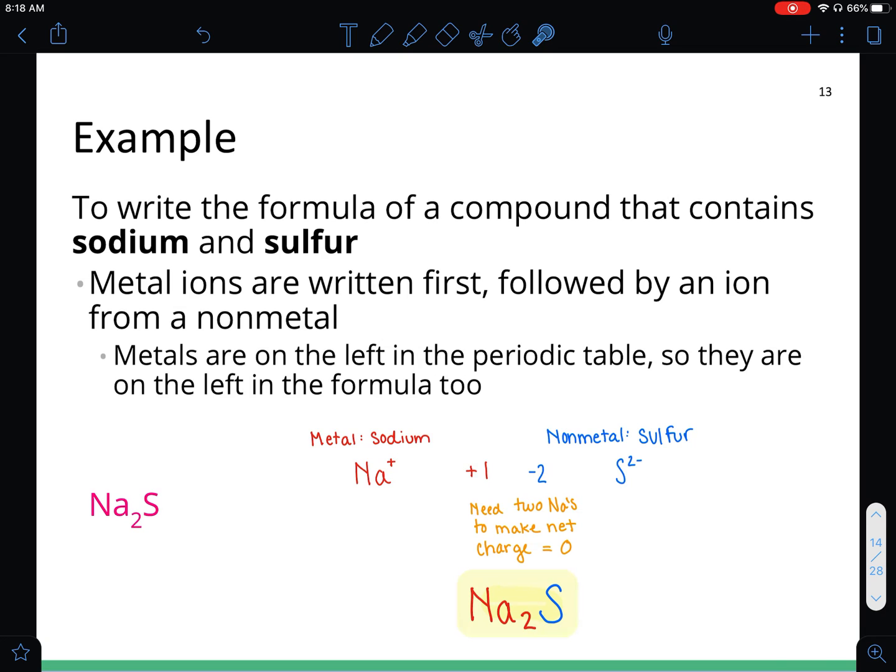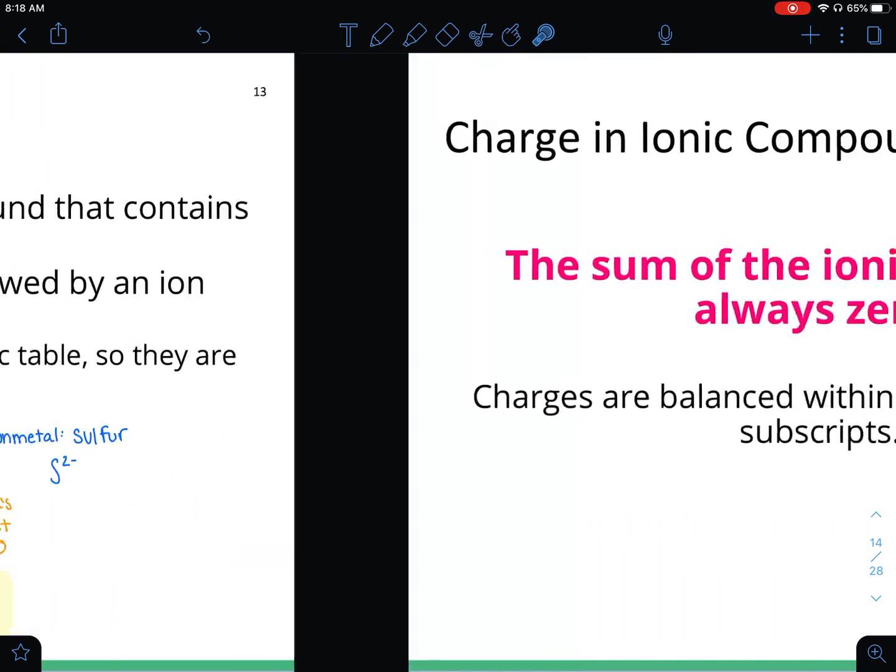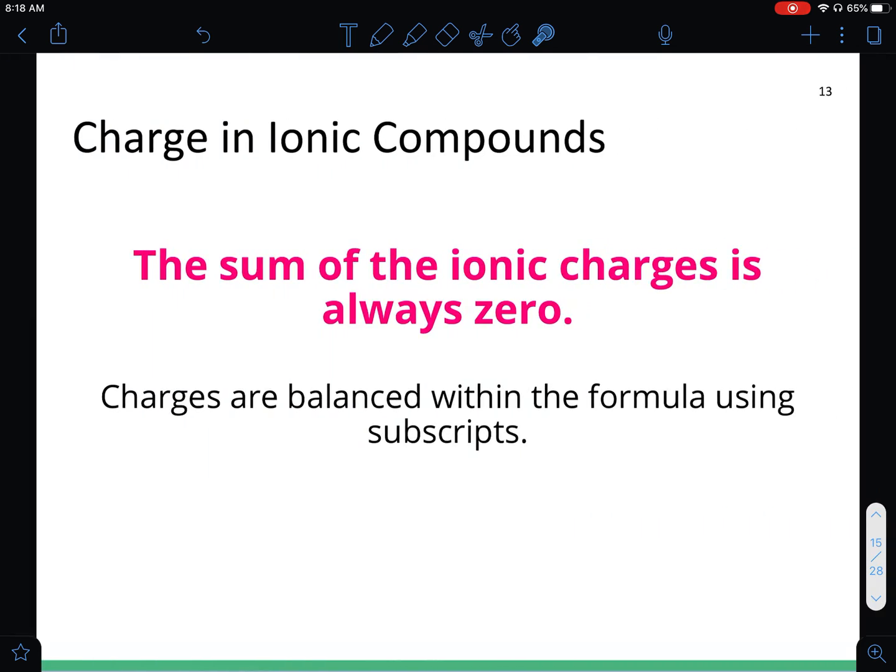Then I'll use the charges to balance this out. Because sodium's +1, I'm going to need 2 sodiums to balance out that -2 charge. So my formula is Na2S. Okay, and again, the sum of the ionic charges is always equal to 0.